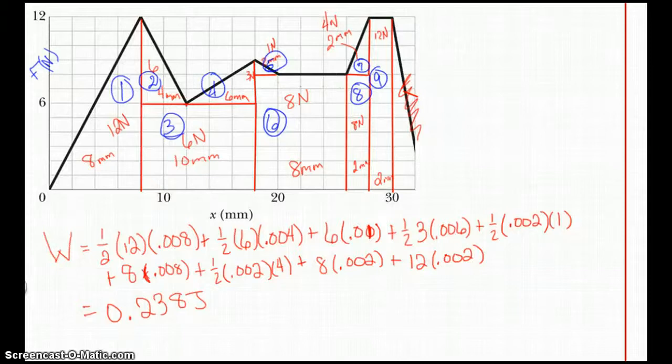So we're going to leave off here for today. Next time we'll be looking at power.